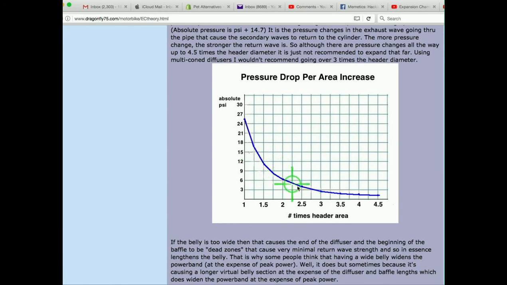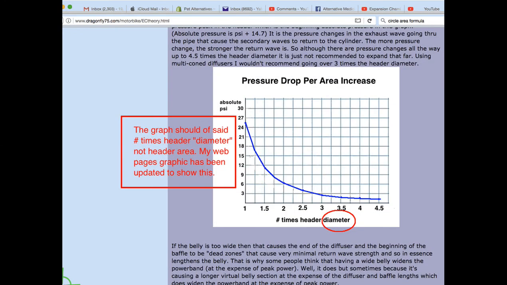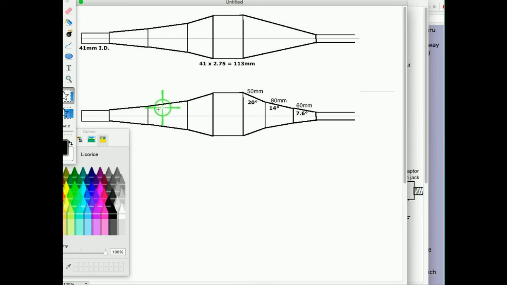So the farther we get past 2.5, the harder it is for us to utilize that area change, and so we have to compensate for that with more angle. And we do that with the diffuser by increasing the angles, making this very shallow, like 3.5 degrees, this would be like 6 or 7 degrees, and this would be like 14 degrees.